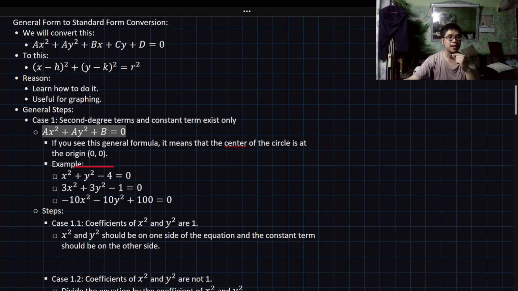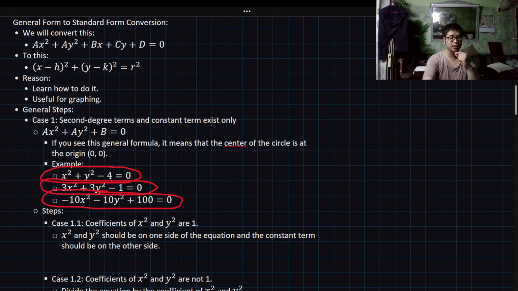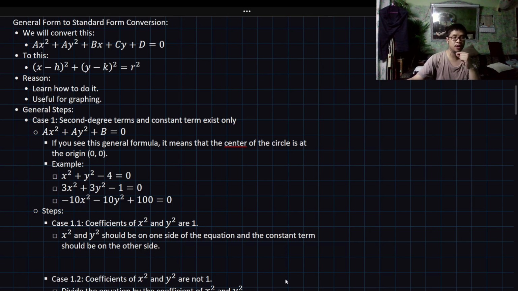Just like this: x squared plus y squared, then a number. That's it. There's no x, there's no y, only x squared, y squared, and a number. So what are you going to do if you encounter this case? How would you convert this general form into standard form?